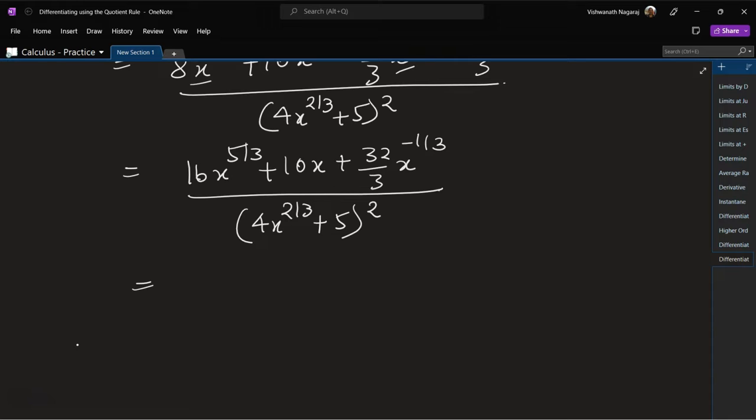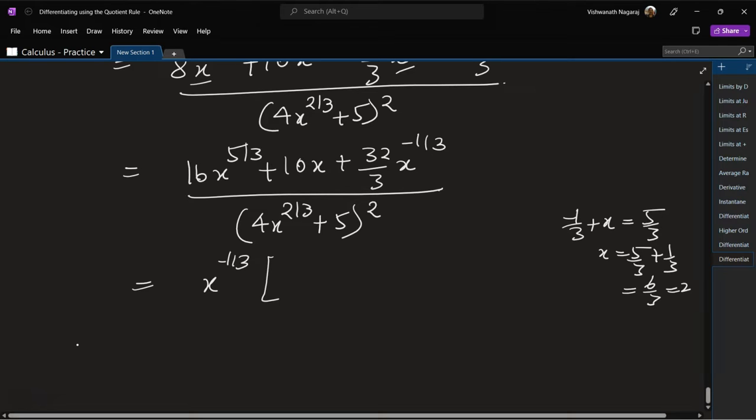X to the power of minus 1 by 3. So what we'll do is take it out. When we take out x to the power of minus 1 by 3, what do we get? Again, remember as we did previously, minus 1 by 3 plus x, x is a variable, not this x, it's general, should be equal to 5 by 3. So x equals 5 by 3 plus 1 by 3, which is 6 by 3, which is 2.